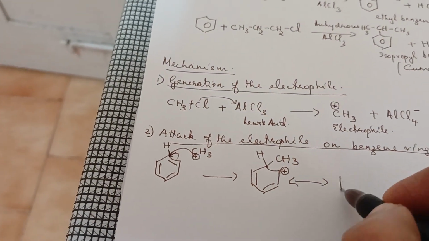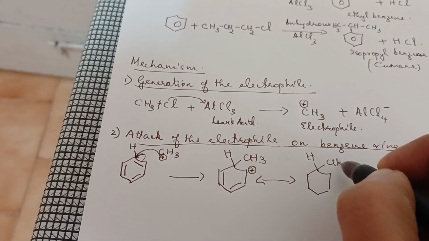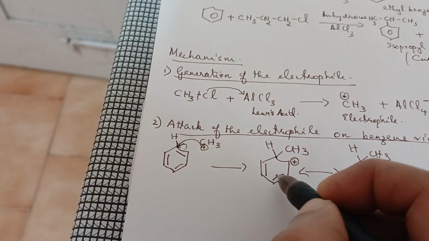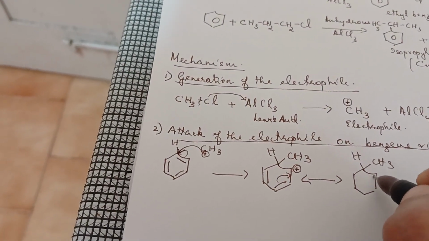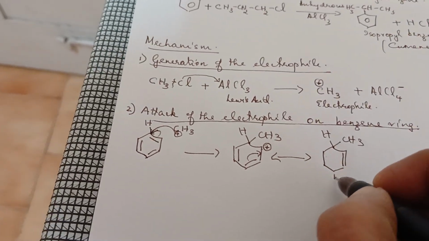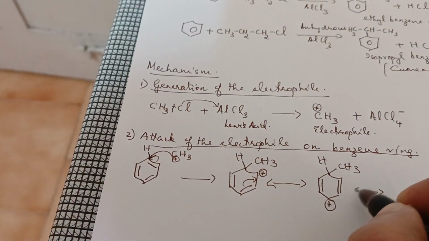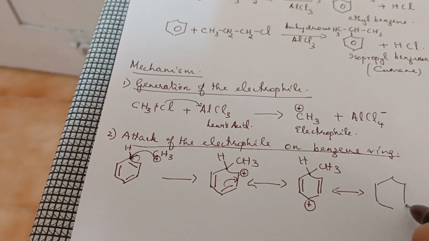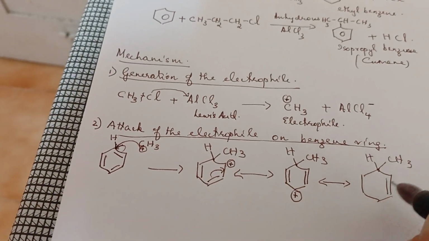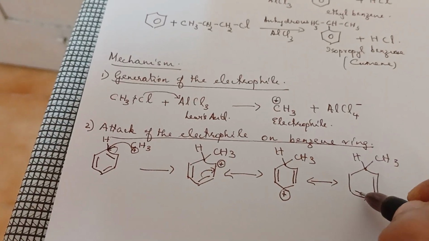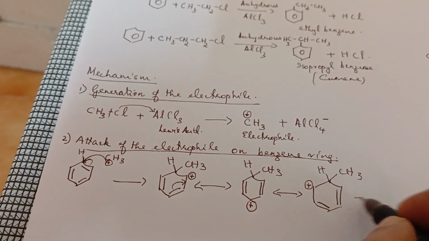In the next resonance structure, we can see H is there, CH3 is here. This carbon will start pulling these electrons towards itself because it is electron deficient. And these electrons will form a pi bond there. But this carbon will end up with a positive charge. In the next structure, you can see a double bond here and the carbon has pulled electrons here. So here there is a double bond and this carbon has developed a positive charge.